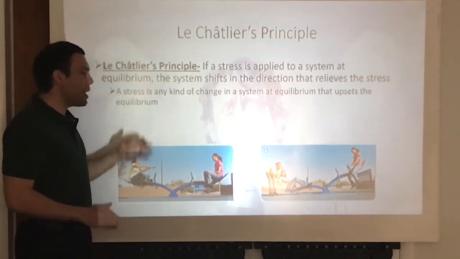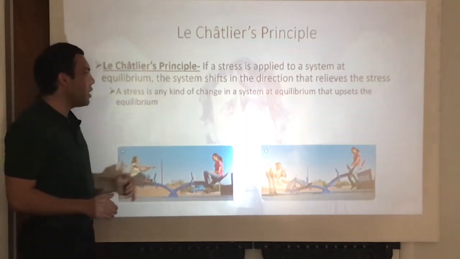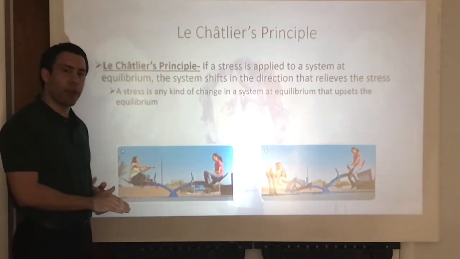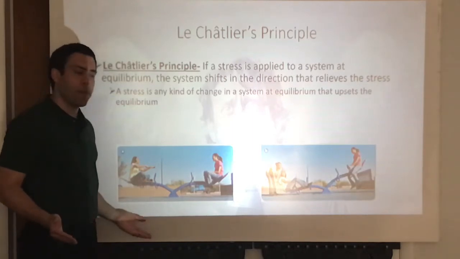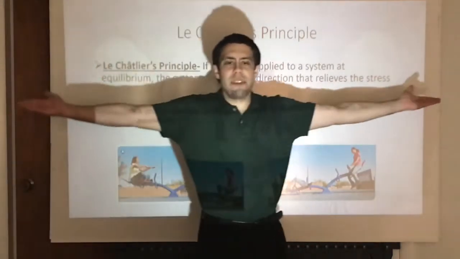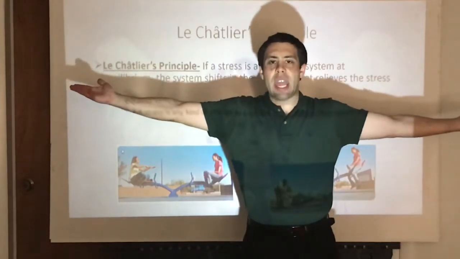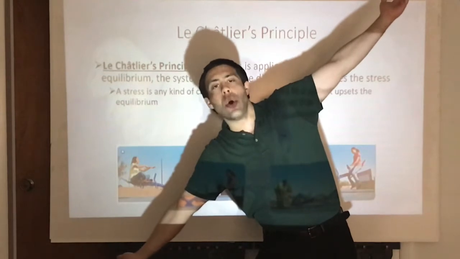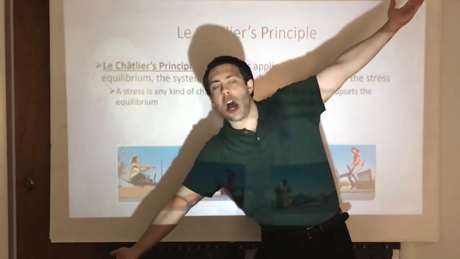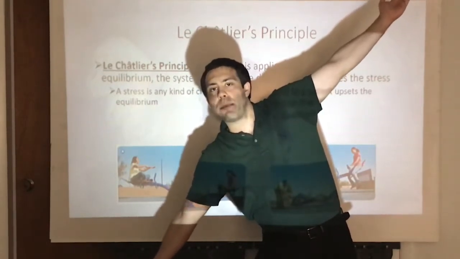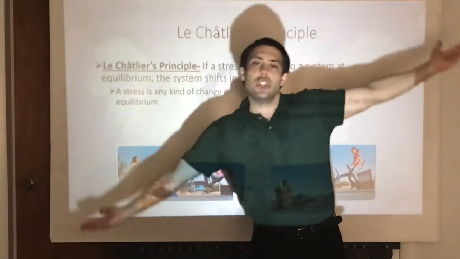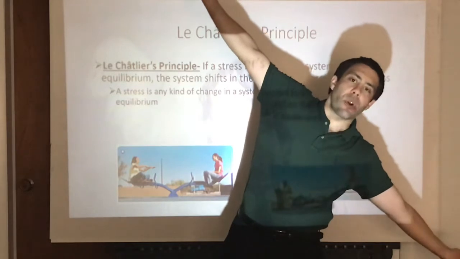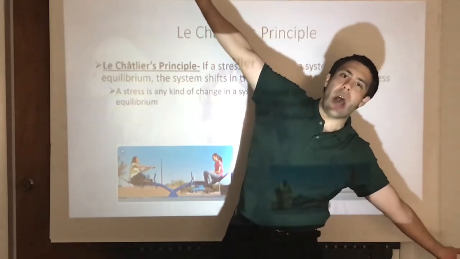A stress in a chemical reaction is a change in a system at equilibrium that disrupts the equilibrium. For example, a seesaw. So if you start out even on a seesaw and one person goes down, the other person is going up. They're no longer at equilibrium. So the person on the left has to use their leg muscles to push up and shift the equilibrium. Now the person on the right is down on the ground.